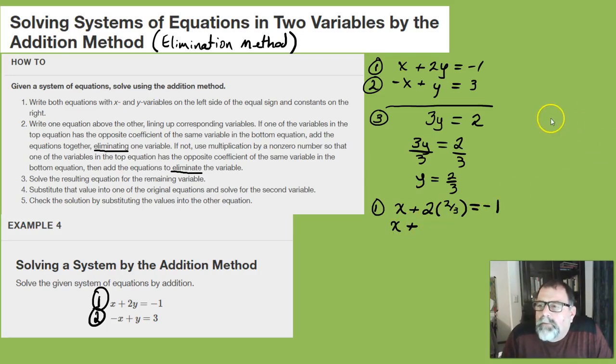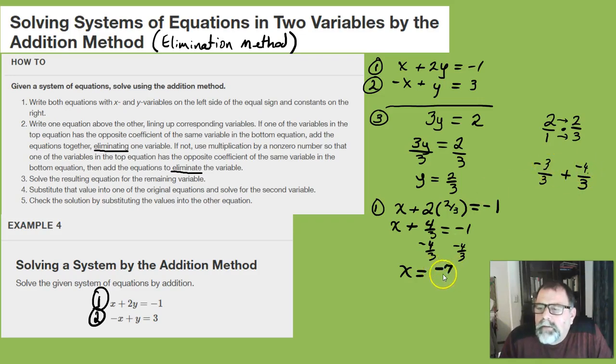So remember, if you have 2 times 2/3, you can write 2 as 2 over 1 and multiply across. So you get 4 over 3 equals negative 1. And then subtract 4/3. So x equals, and then negative 1 is the same thing as negative 3 over 3, minus 4 over 3. So we get negative 7 over 3. So our solution then will be x is negative 7/3. Y is 2/3.